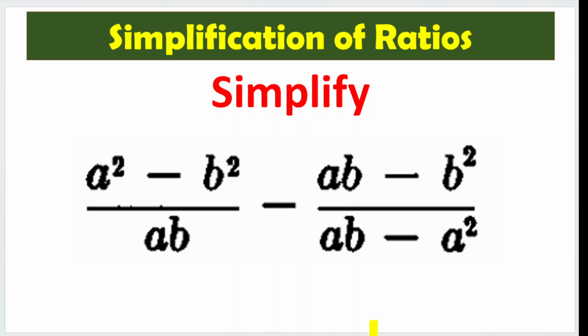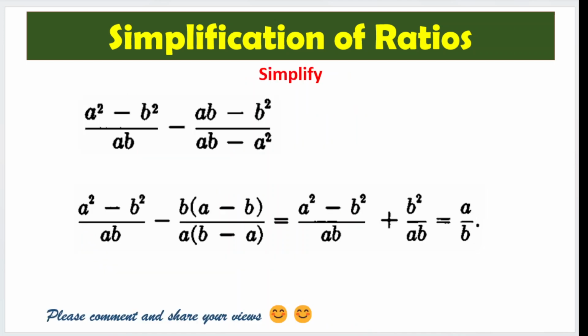Hi friends, here we have to simplify this ratio. Let's see how. (a² - b²)/ab - (ab - b²)/(ab - a²). Here we can take b common, here we can take a common, like this.